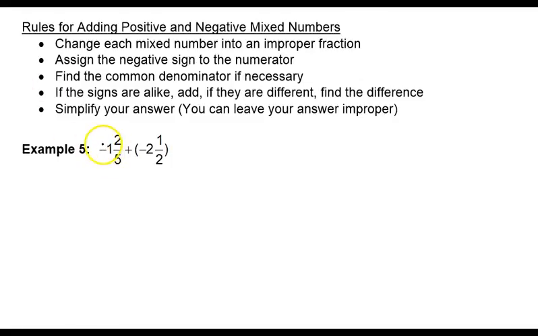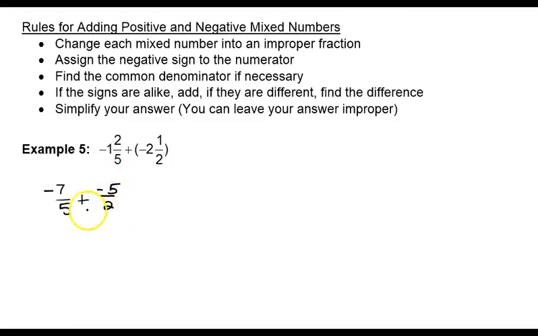So our first mixed number is negative 1 and 2/5. Remember, to change a mixed number to an improper fraction, we're going to multiply 5 times 1, which is 5, plus 2 is 7. So we're just going to rewrite this as negative 7/5. Our second mixed number, 2 times 2 is 4, plus 1 is 5. So we have negative 5/2.